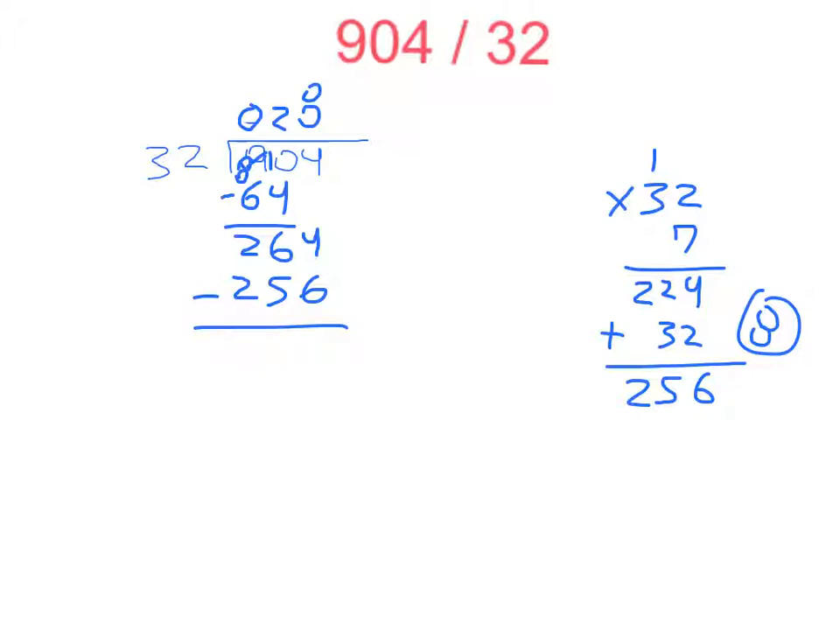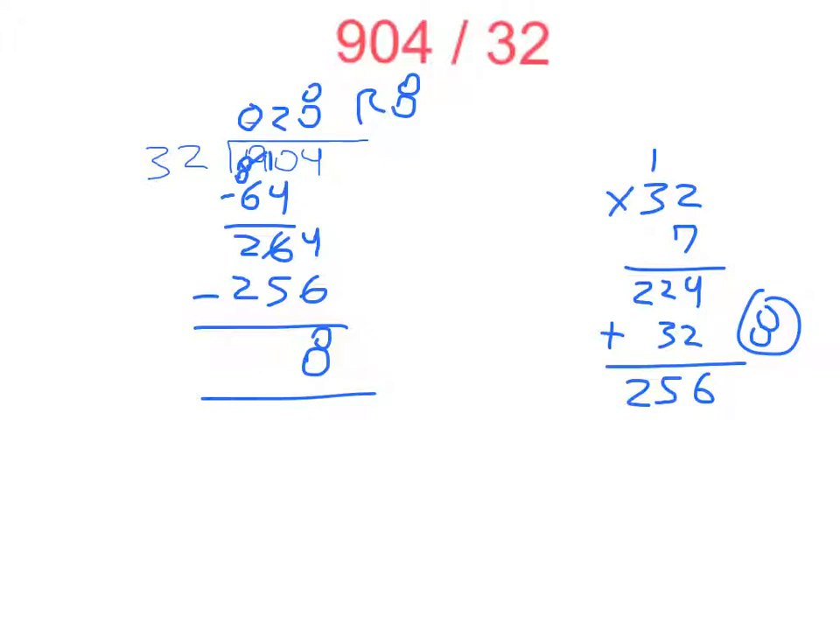256. Can't do this. You know what? I'm just going to count up instead of doing all that. It's going to be 8 is the answer. And we can't get another group of 32 out of 8. So I'm done. I have 28 with a remainder of 8. Not too bad.